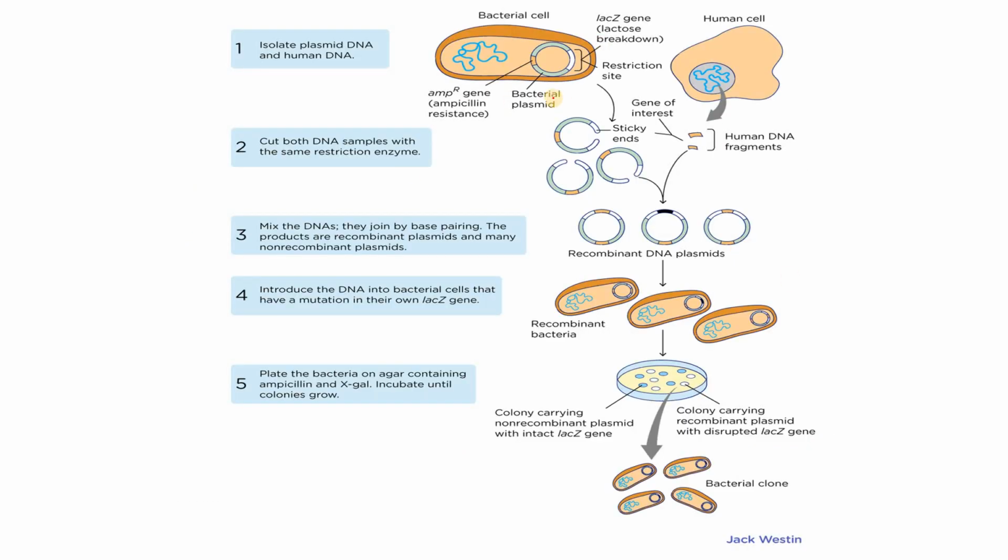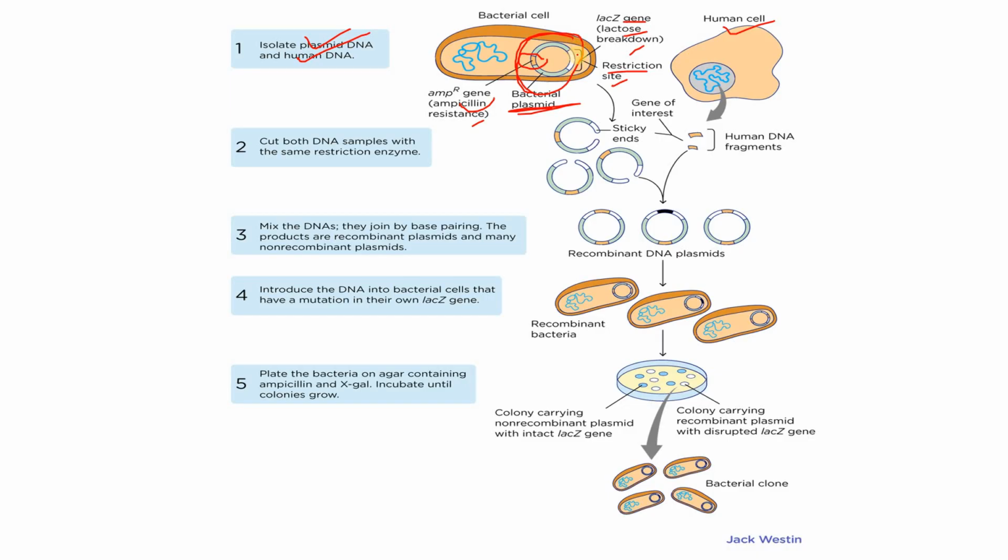This is the bacterial plasmid. It has this ampicillin resistance gene. Then this is lacZ, the lactose breakdown gene, where there is a multiple cloning site, a restriction site. Here is the human cell. First we need to isolate this plasmid DNA and this human DNA, and the human DNA is getting fragmented here.